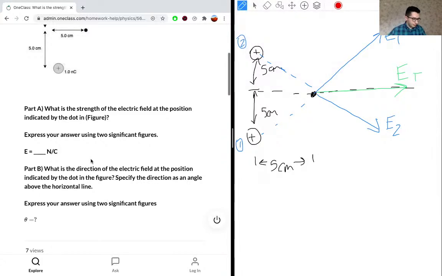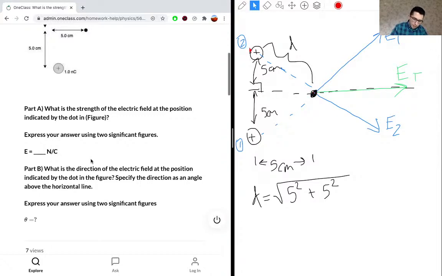To get the distance between the positive particle and the dot, this location, we need to do a square root. So let's call this d. Let's say d is the square root of 5 squared plus 5 squared, in centimeters. This is just the Pythagorean theorem because this is a right angle triangle. This side is 5, and this side is also 5 centimeters. And this will give us 5 square root 2 centimeters.